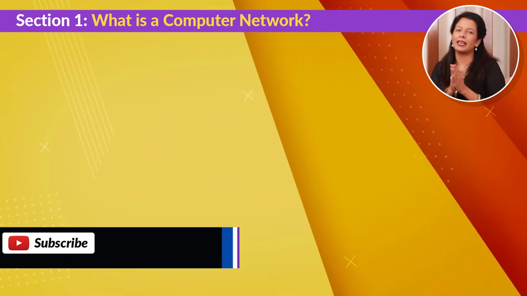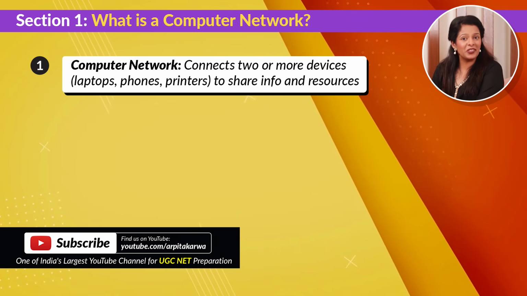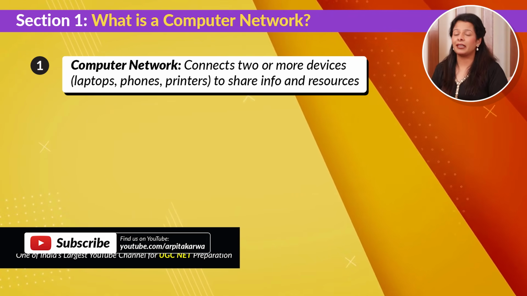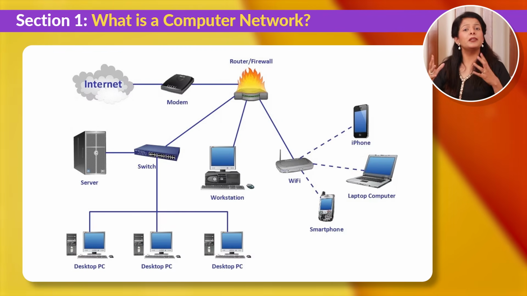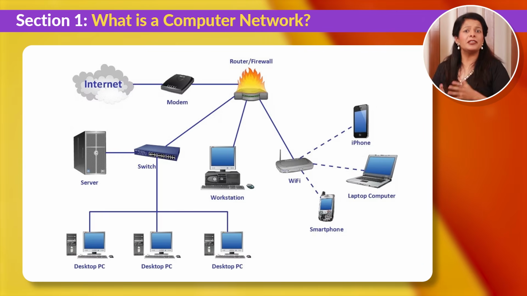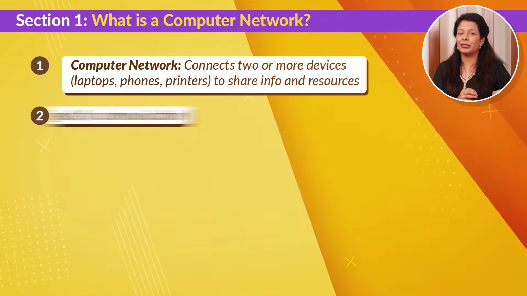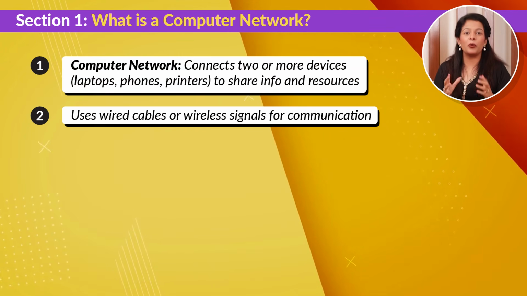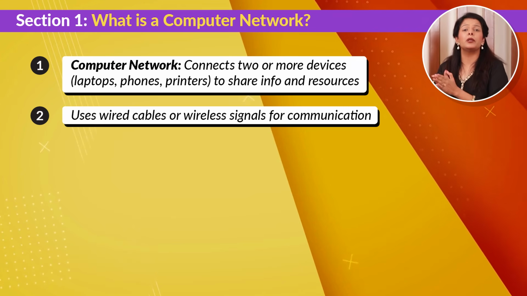Let's begin. Firstly, let us understand what a computer network really is. A computer network is simply a system that connects two or more computing devices like laptops, desktops, smartphones, printers, or even gaming consoles so they can share information, resources, or services. These devices are connected through either wired cables or wireless signals which allow them to communicate and work together.